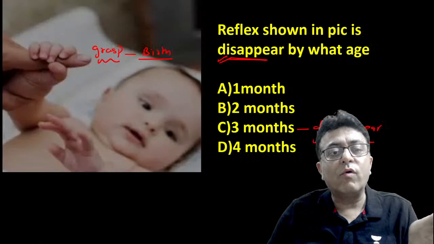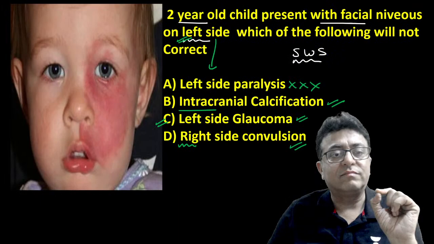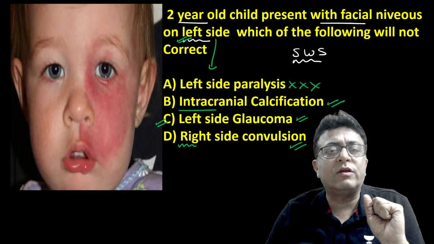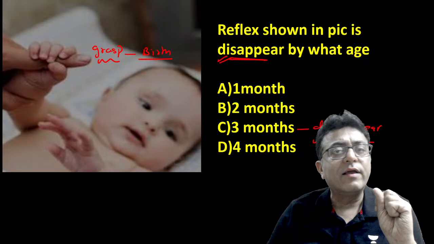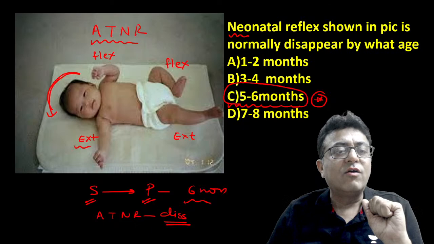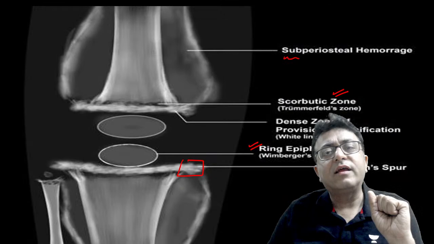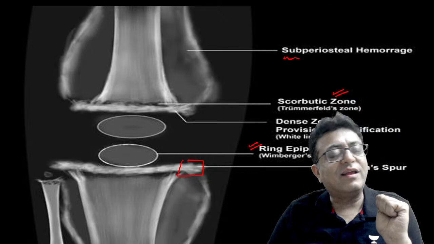Till now, what have we covered? Classical image, absent radius, TAR. Sturge-Weber syndrome, concentrate on the image. Classical question on Sturge-Weber syndrome. Grasp reflex disappears by 3 months. Asymmetrical tonic neck reflex disappears by 5 to 6 months. This is the X-ray of scurvy, and this is the schematic diagram of the X-ray of scurvy. So be there. Classical images await you.